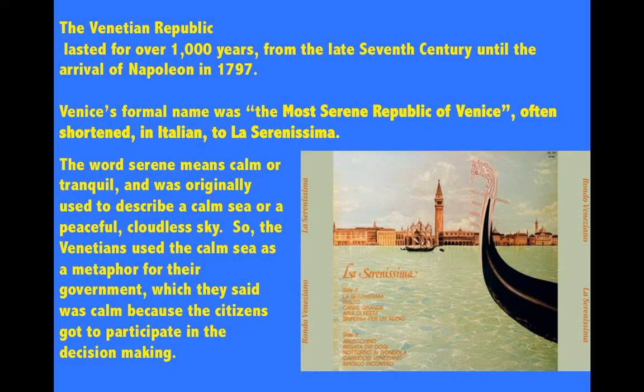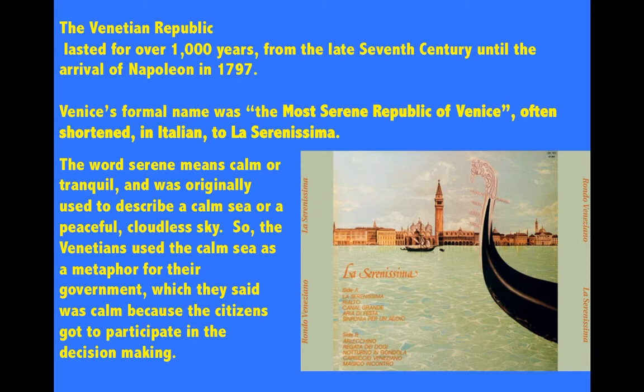The Venetian Republic lasted for a very long time, over 1,000 years, from the late 7th century until Napoleon showed up in 1797. This was a great irony because Napoleon was the Republican or Democratic emperor, another irony, of the new revolutionary France, and he ended the Republic of Venice.